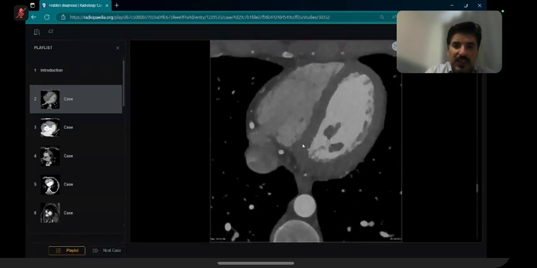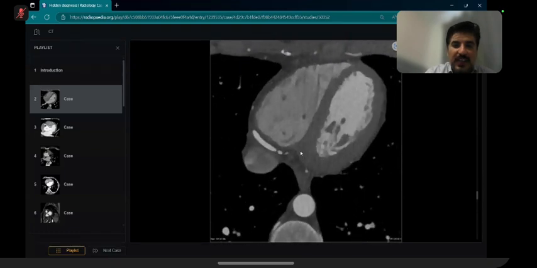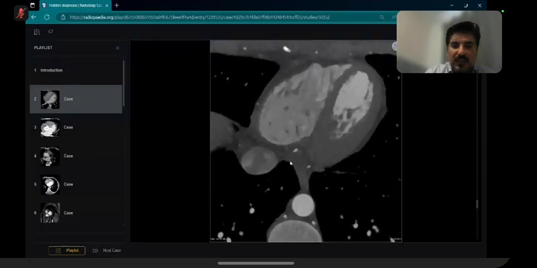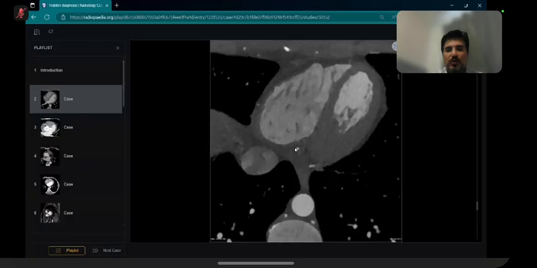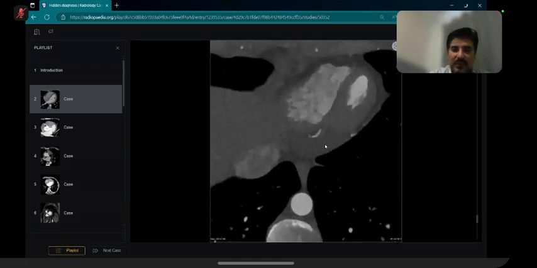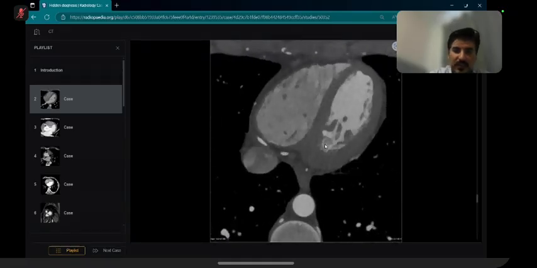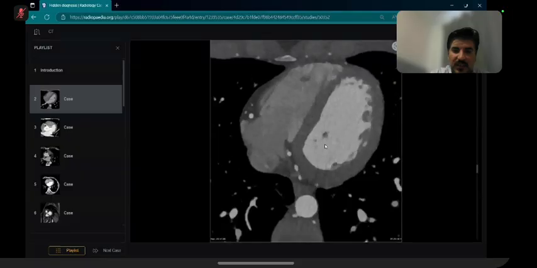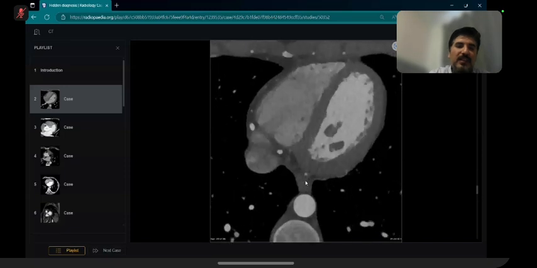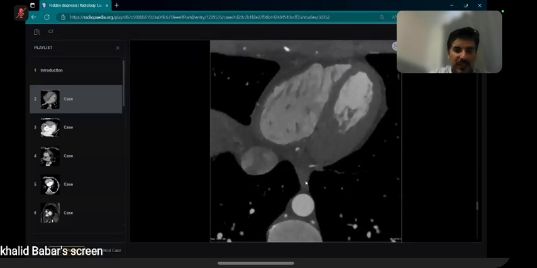Usually the right coronary artery, if there is right-sided dominance, divides into two terminal branches. One is the posterior descending artery, which supplies the posterior part of the septum and the posterior part of the left ventricle. And then it divides into another terminal branch, which is the left ventricular branch. It also supplies the inferior part of the left ventricle.